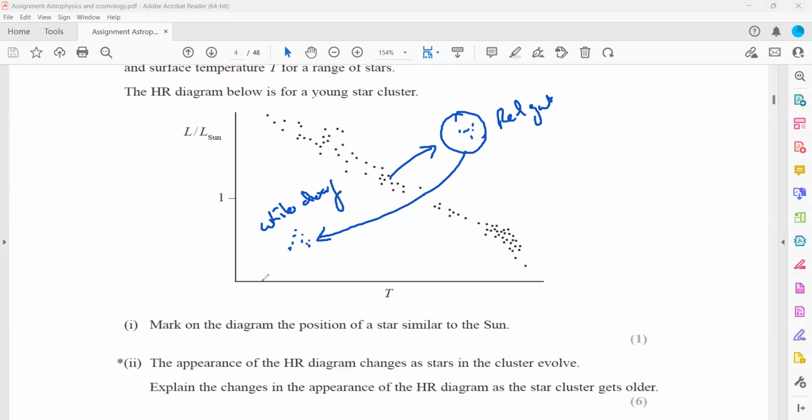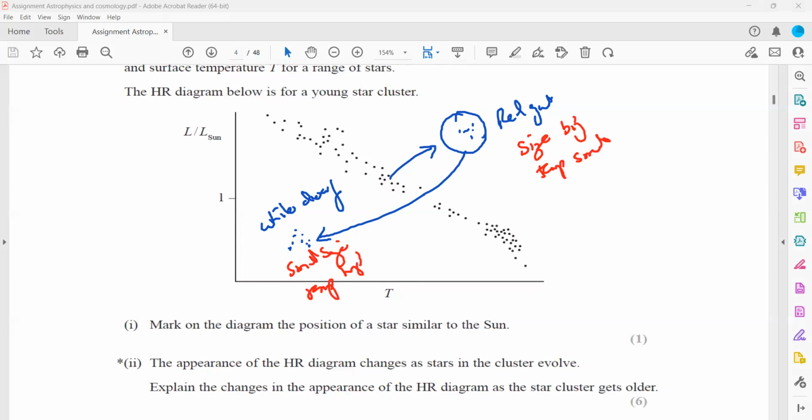They have a high temperature, but they have low luminosity because the size is small. In comparison, the red giants have a big, large size, but the surface temperature is relatively low. For white dwarfs, their size is small and the temperature is very high.